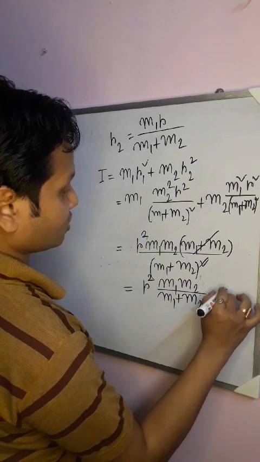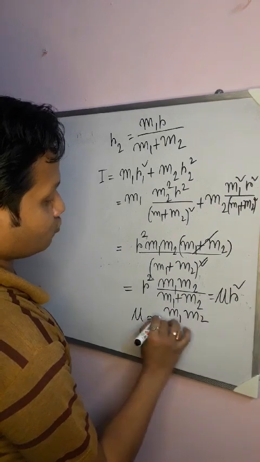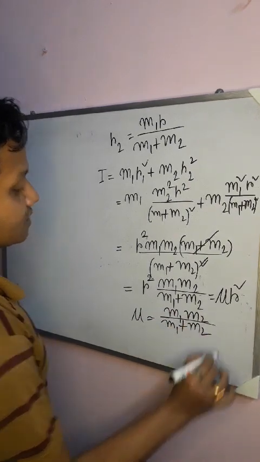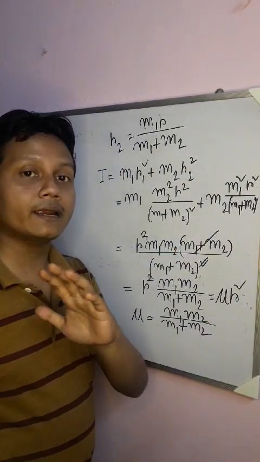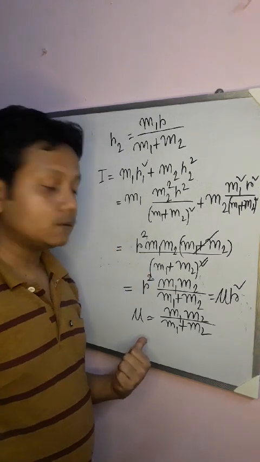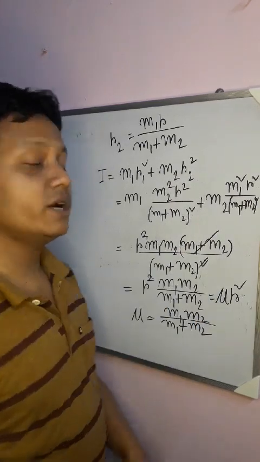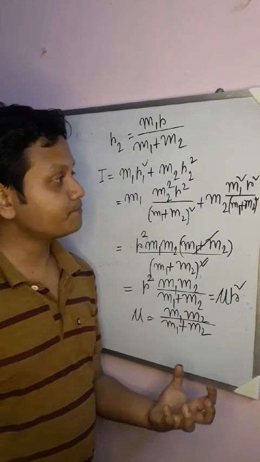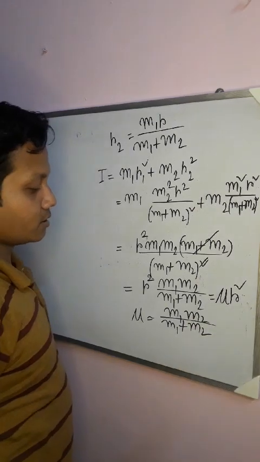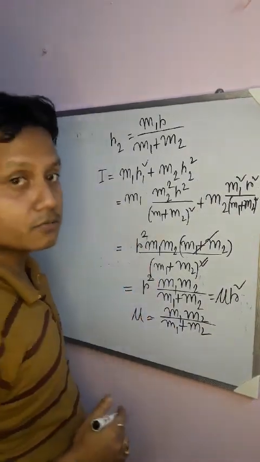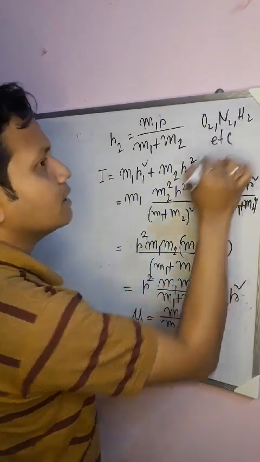This is known as mu r square, where mu is m1 m2 by (m1 plus m2). That is not the individual mass but the reduced mass of the system, so we can express the entire mass of the system in terms of mu. So this is the expression of the moment of inertia of a diatomic molecule about an axis passing through the center of gravity, that is simply mu r square. The basic examples of diatomic molecules are O2, N2, H2, etc.